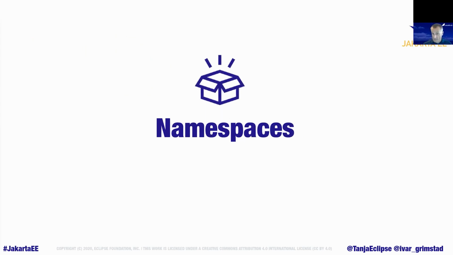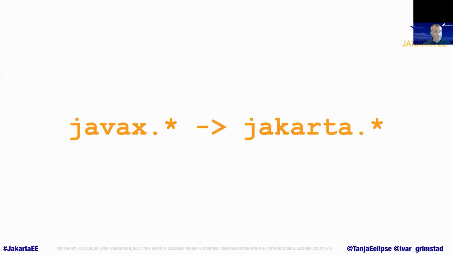So namespaces, I've been mentioning this a couple of times. Let's go and look at that. What we're doing is going from the javax namespace to the Jakarta namespace. This may sound simple, and in most cases it actually is. But for the vendors, the implementers of the technology, this can cause a little bit of headache. But they are solving it, and we will have a lot of products that have done this namespace change when we release Jakarta EE9 in November.